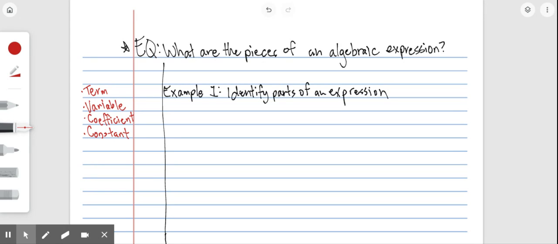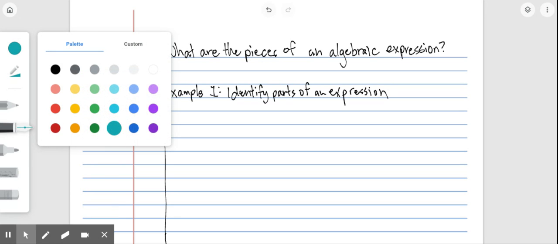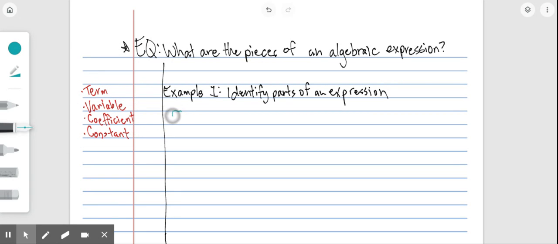All right, we're going to start with example one. Okay, we're going to break this expression up. It is 5x plus 13, okay? And we're going to identify each of these terms, or each of these vocab words. So we're going to start with, what are the terms? What's the variable? What's the coefficient? And I'm going to abbreviate it to coef because it just takes forever to write coefficient. And what's the constant?